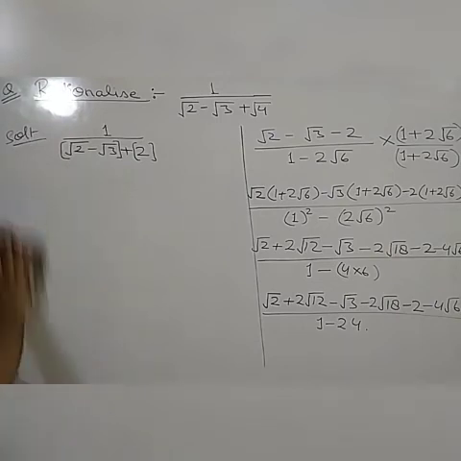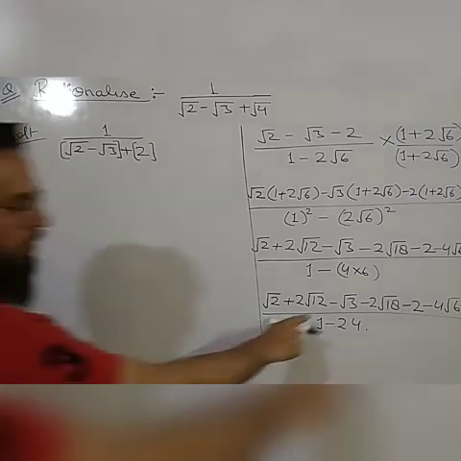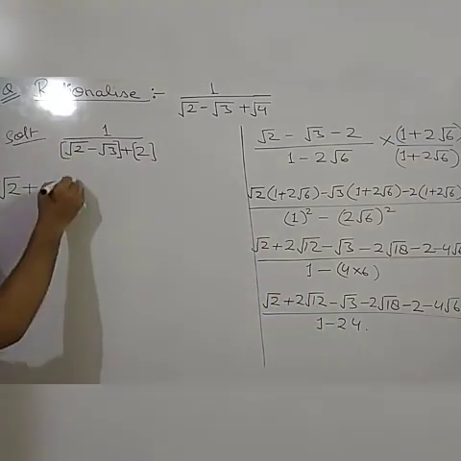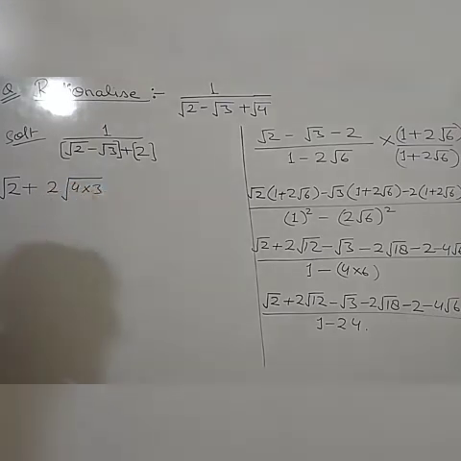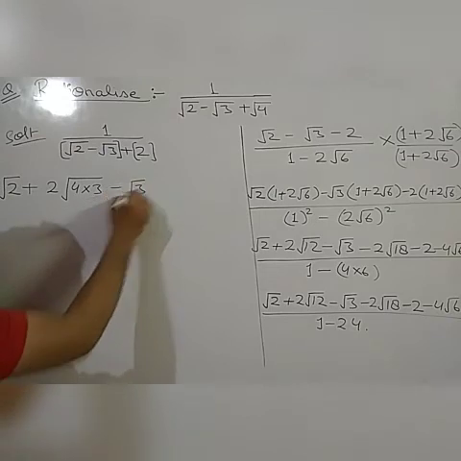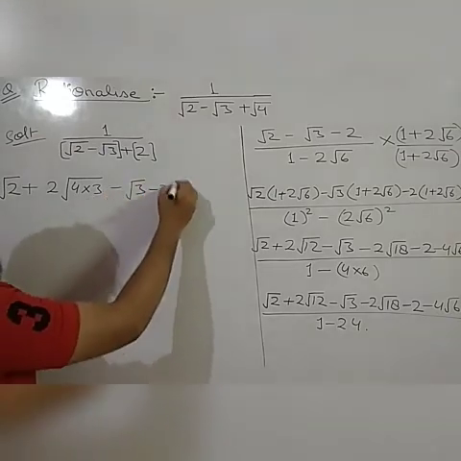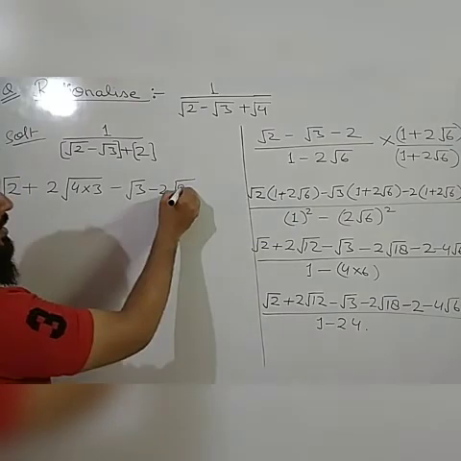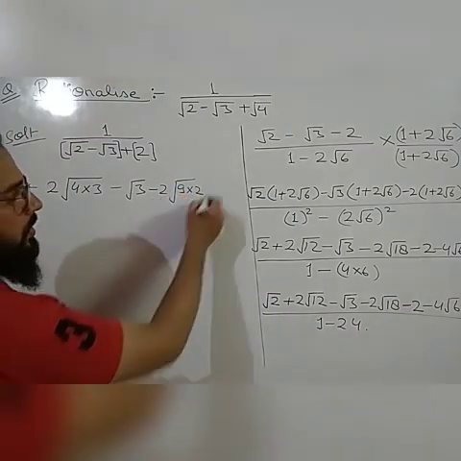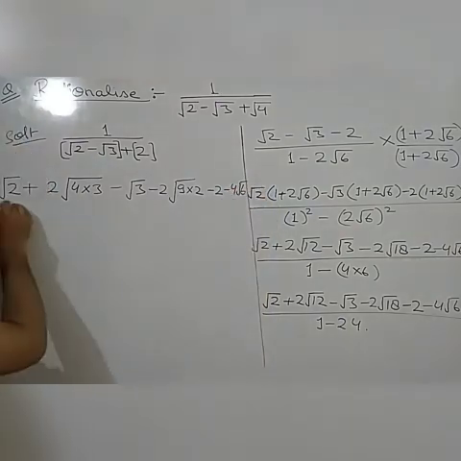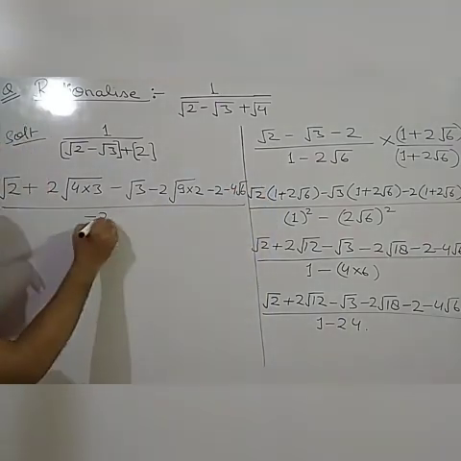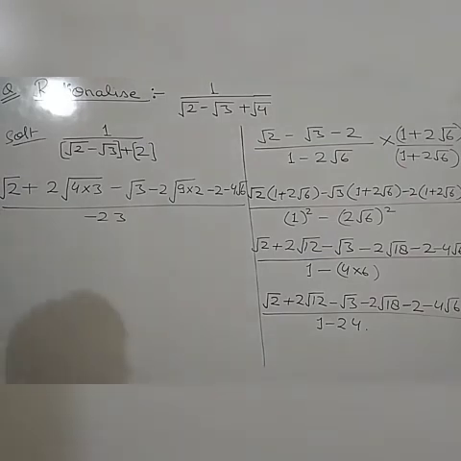Now you can further simplify it. How will you simplify this term? It is root 2 first term plus root 12, which can be written as 2 into square root of 4 into 3, minus root 3 minus 2 into root 18, which can be written as 9 into 2, minus 2 minus 4 root 6, whole upon minus 23.